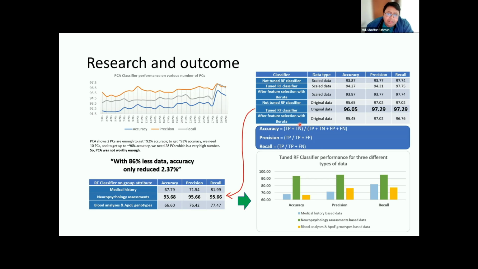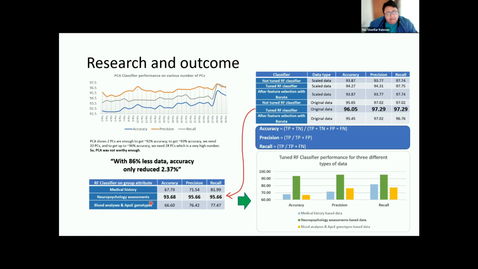So what we did, we manually divided our features into 3 different types of features, like medical history data, neuropsychology assessment data, and the third class was blood analysis and APOE genotype data. So these are the three different feature sets we use. And we used our best classifier with these three different feature sets. And then we get this table.